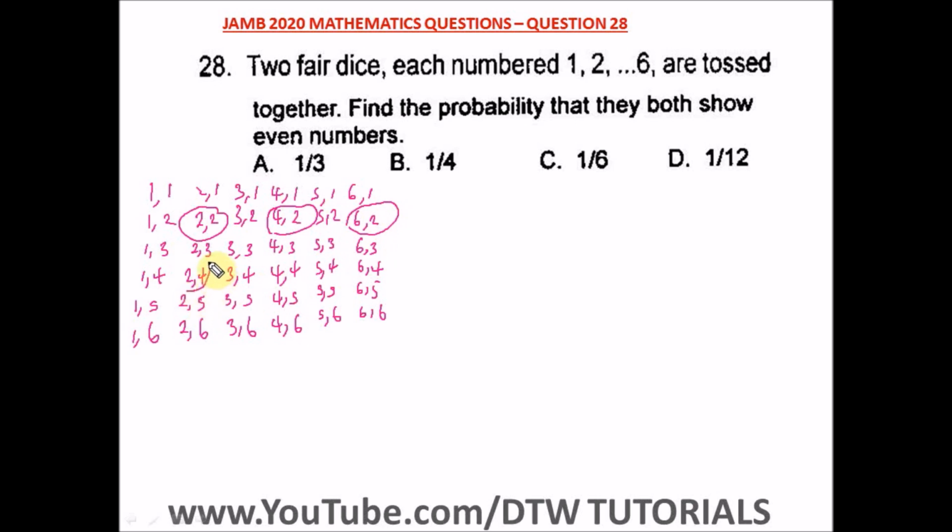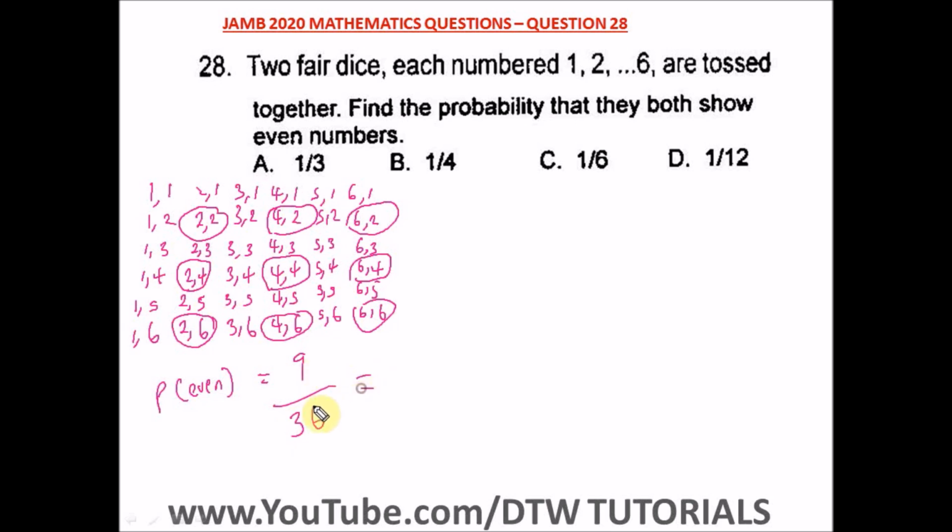We come down here, we have two even numbers here, two even numbers here, two even numbers here, two even numbers here, two even numbers here, and we have two even numbers here. So therefore, for the probability of getting even numbers, we count 1, 2, 3, 4, 5, 6, 7, 8, 9. That is 9 times. When we throw it 9 out of 36 times, we are likely to get two even numbers.